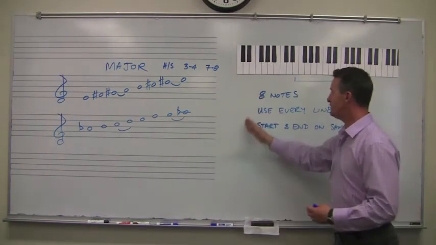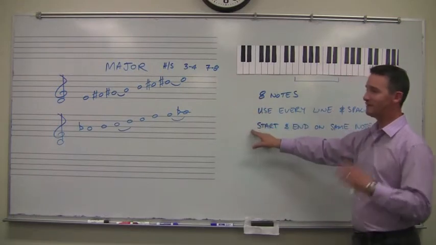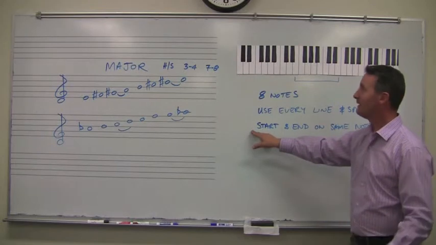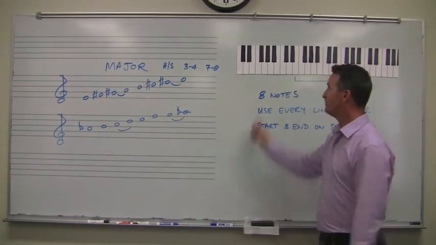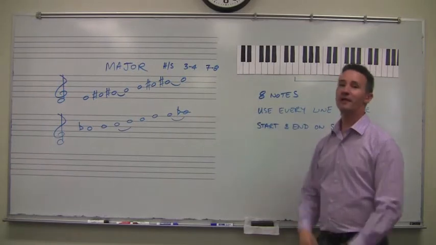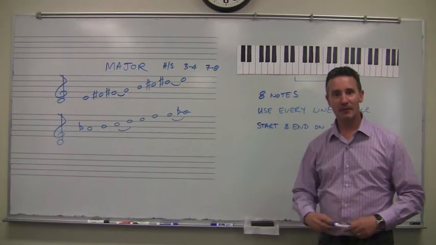If you follow these 3 criteria, 8 notes, use every line and space, start and end on exactly the same pitch name, and you have half steps between 3 and 4 and 7 and 8, you will have a major scale. But if you break any of these, your major scale will fall apart. So those are the things to bear in mind.